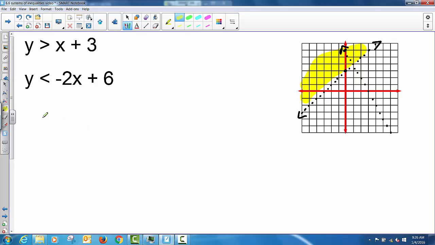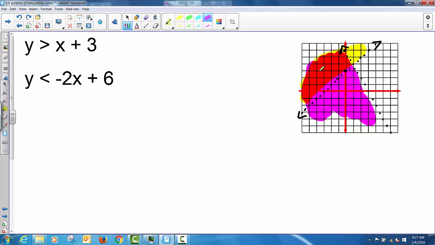Okay. Now let's get a different color. We'll use the purple. And y is less than negative 2x plus 6. All right, negative 2x plus 6 is this line. And it says y is less than that line. So that means we're going to shade below it. All right, so if we're shading below the line, you can see where the intersection causes it to be red. Okay, so that means the solution to your system of inequalities is this section over here.